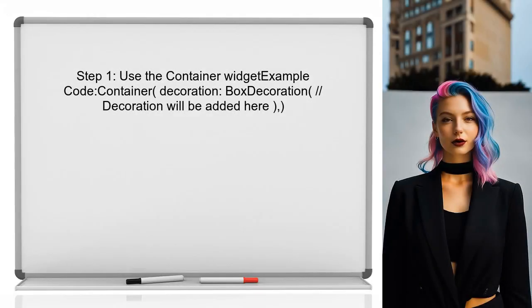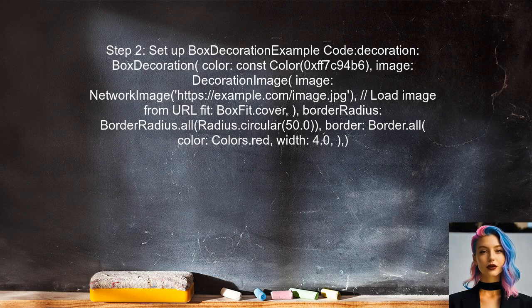To create a circular image with a border, the user should start by using the Container widget in Flutter. This widget will allow us to apply the necessary decoration. Next, the user needs to set up the BoxDecoration. This includes specifying the color, image, border radius, and border. The border radius will create the circular effect.